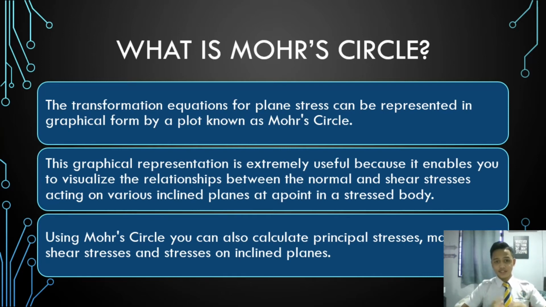Basically, the transformation equation for plane stress can be represented in graphical form by a plot known as Mohr circle. This graphical representation is extremely useful because it enables you to visualize the relationships between the normal and shear stresses acting on various inclined planes at a point in a stressed body. Using Mohr circle, you can also calculate the principal stress, maximum shear stress, and stress on inclined planes.